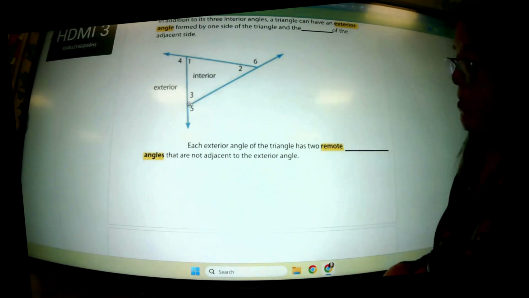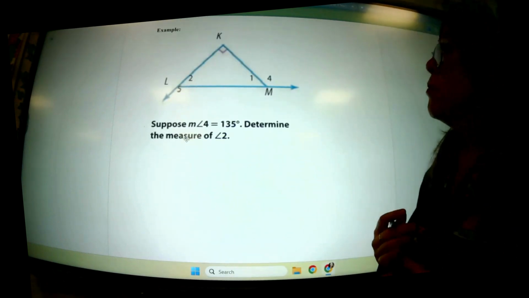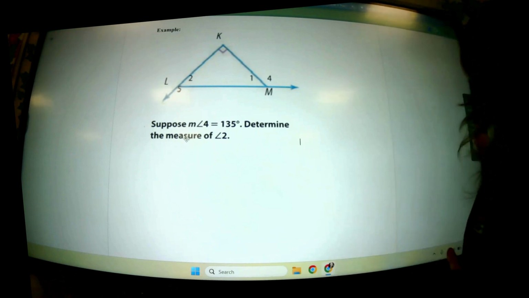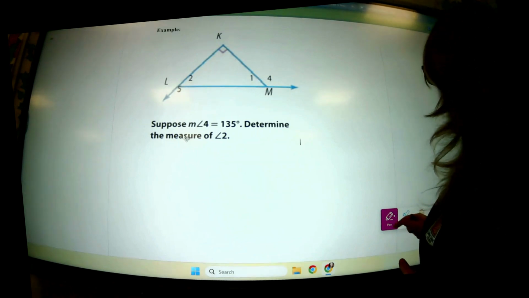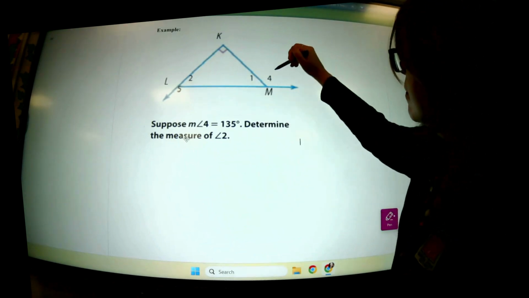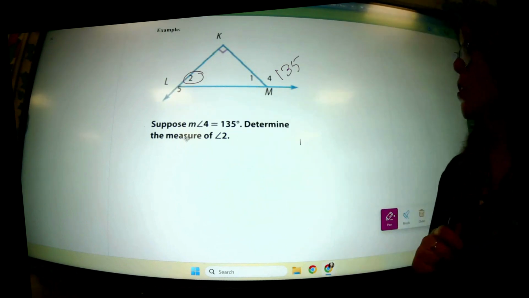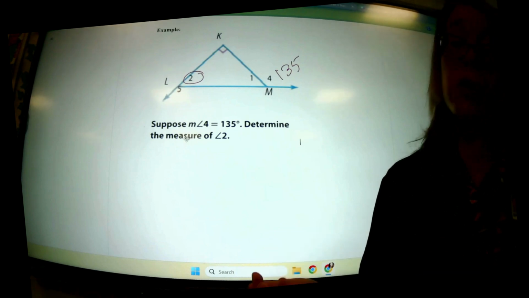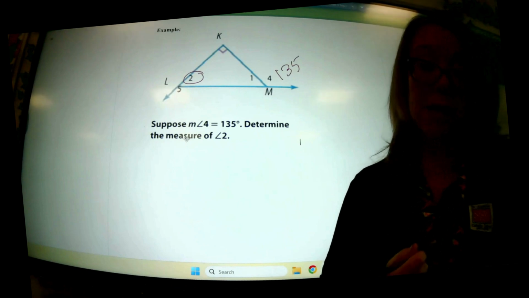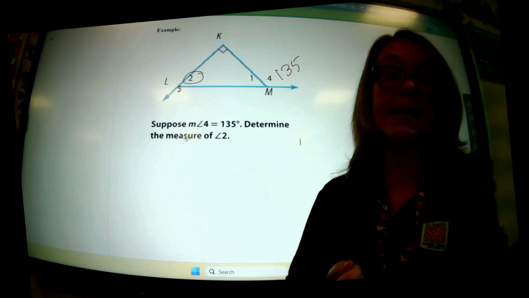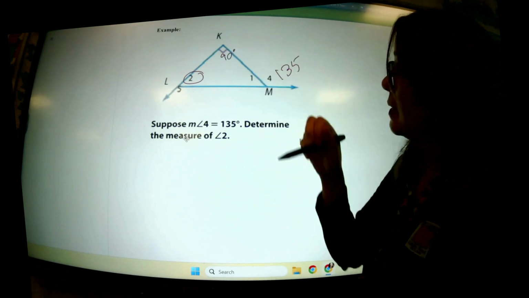Okay, so now let's keep looking. Here is an example problem. So if we know that angle 4 is 135, then can I find the measure of angle 2? We also know another measure here, right? We know what this angle right here is because it has that little box, which means it's a right angle. So I know that that has to be 90 degrees.